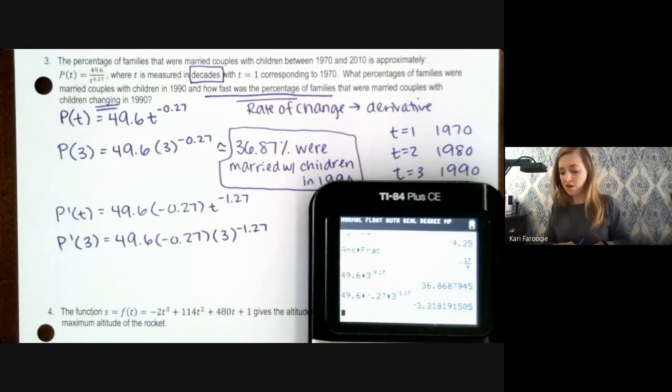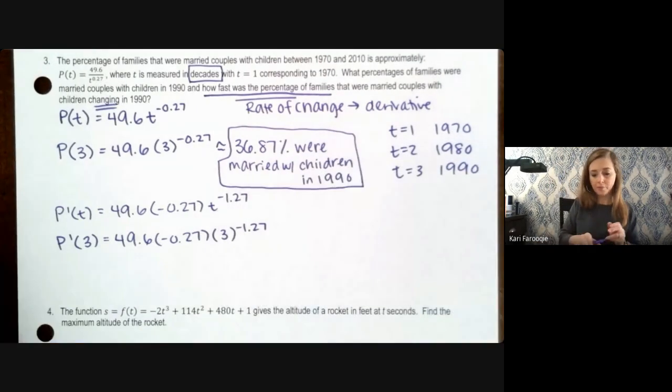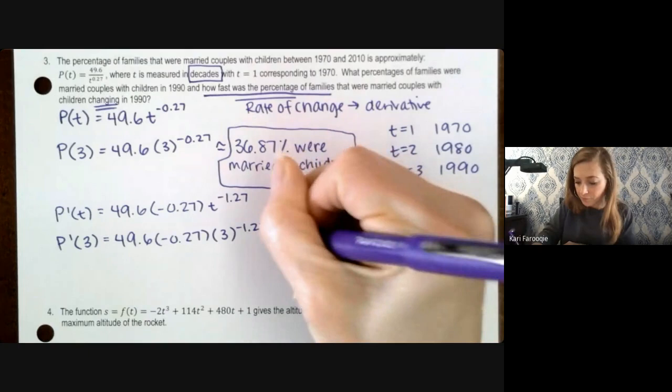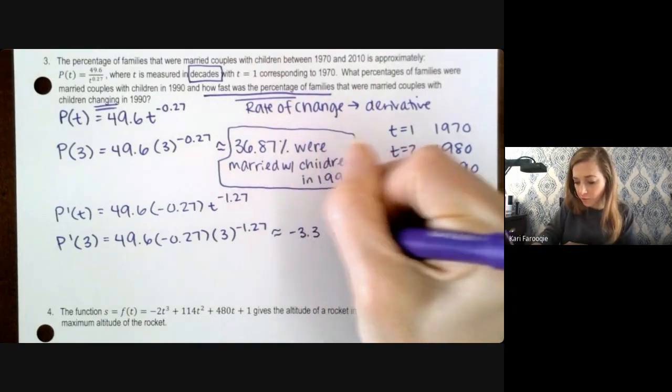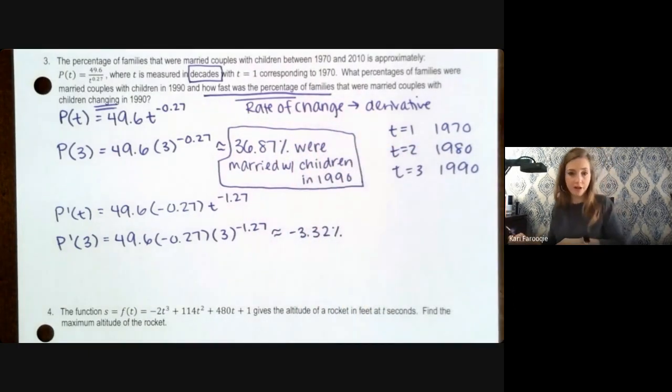If you enter it into your calculator like this, it knows to do the exponential expression first. Okay, so you get negative 3.32-ish. Negative 3.32%. So it's really important here to note that your answer was negative. If we're talking about how a quantity is changing over time and the percent is negative, that means that the percentage is actually decreasing over time.